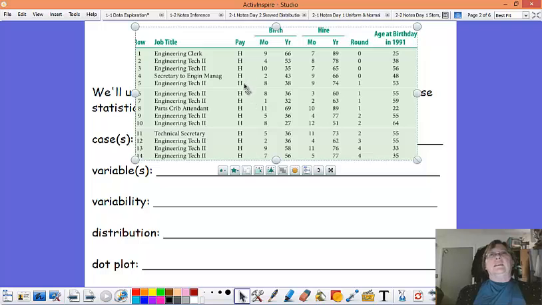And so in the engineering department, they had some hourly employees, and we're looking at a listing of those hourly employees' job titles, the month and year that they were born, their hiring date, and their age at their birthday in 1991, which is when this scenario took place. And it says round here. That round means the round of layoffs. Yeah, folks, this is not good.